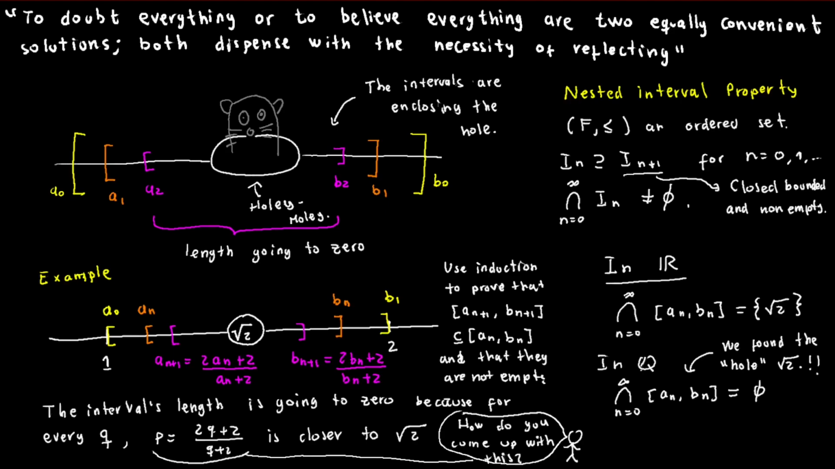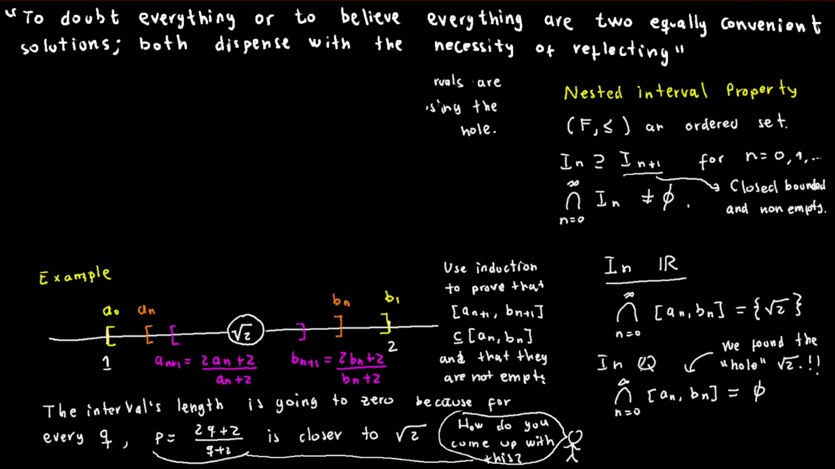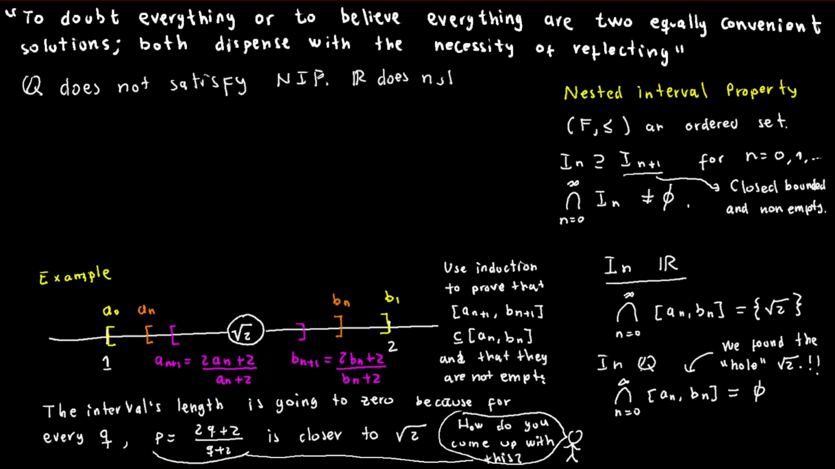The previous example serves as evidence that the rational numbers do not satisfy the nested interval property. On the flip side, we expect the real numbers to satisfy the property since they don't have any holes. However, we can't rely solely on our intuition to prove this fact. Instead, we need to produce a rigorous proof.